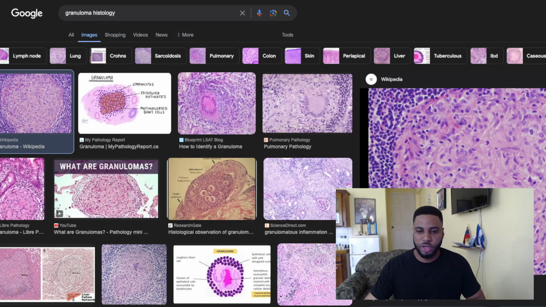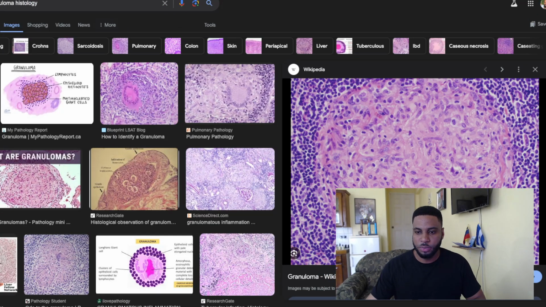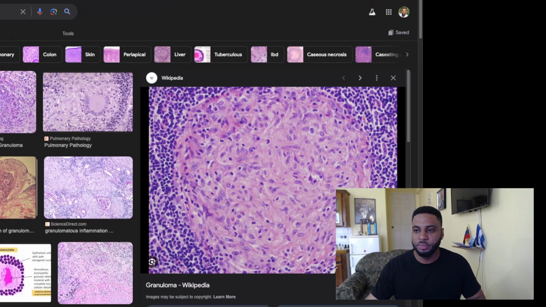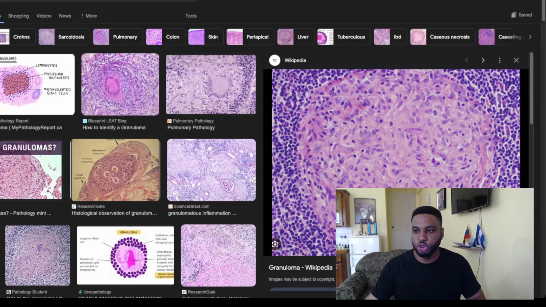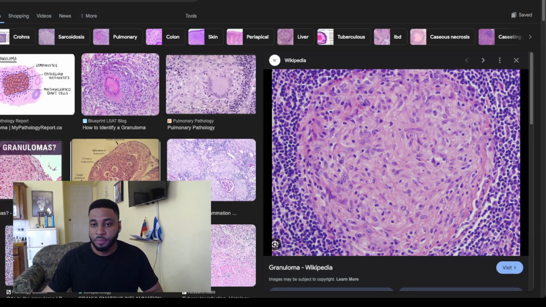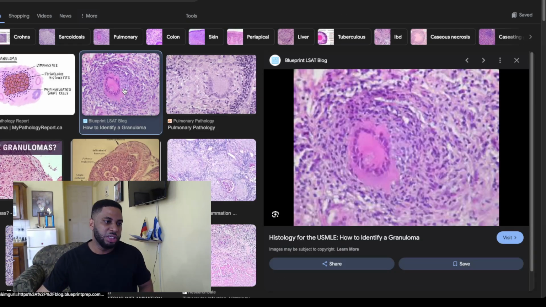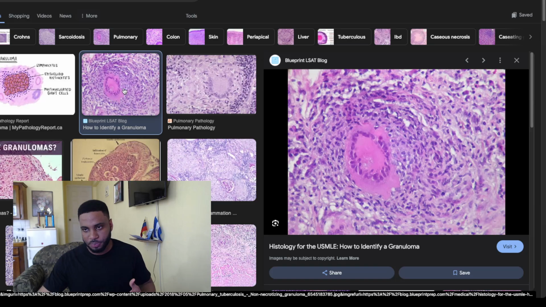So, this is one way that a granuloma can look, right? Can you guys see? I hope you guys can see. I'll move my face as well. Oops. Okay. I'll move my face out of the way. This is one way that a granuloma can look. Do you see that? That is a granuloma. It's probably the most obvious presentation of a granuloma. But this is also a granuloma.